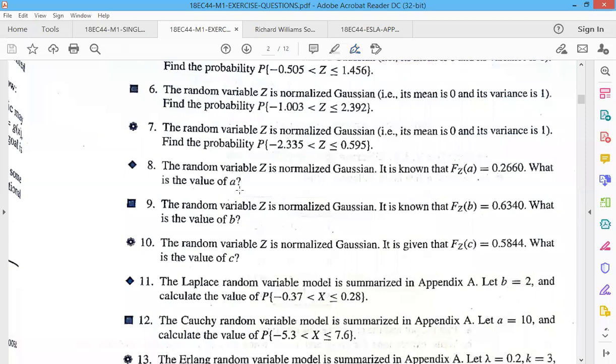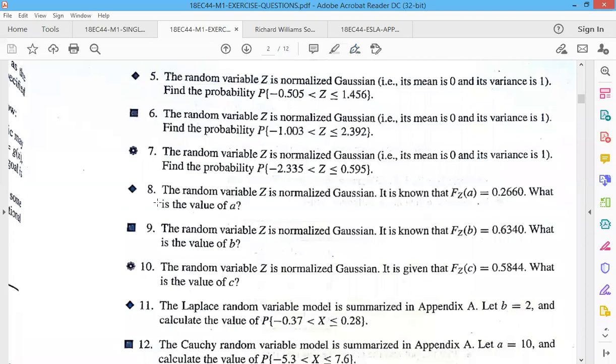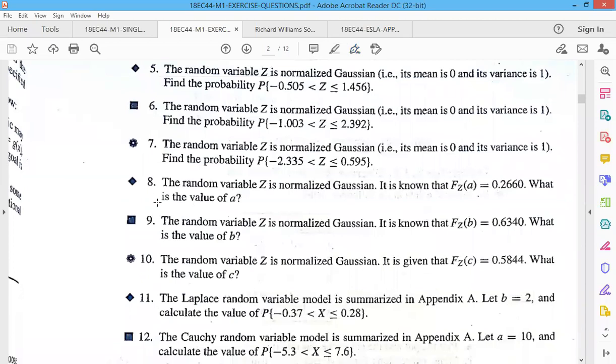So here let us take the ninth problem. So in the fifth and sixth problem, we have seen how to calculate the probability value. Here in the eighth, ninth, tenth problem, we will be looking at the calculation of the independent variables. Let us take the ninth problem. If the random variable z is normalized Gaussian, and it is known that Fz of b is equal to 0.6340, what is the value of b?